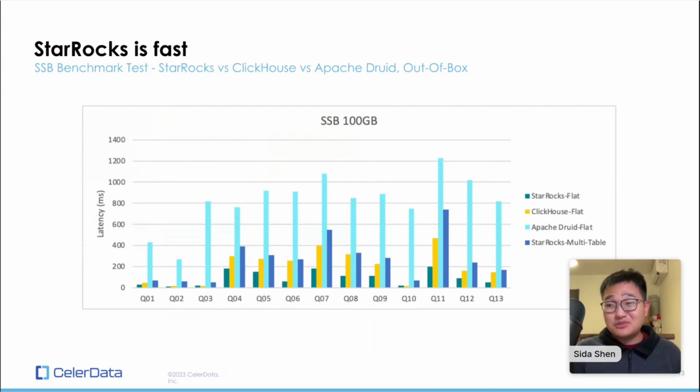But StarRocks multi-table is even faster than Apache Druid's flat table, and it's almost as fast as ClickHouse's flat table performance. So basically, from this you can get joins for free, but join is probably one of the most expensive things you can write with a SQL query. So StarRocks is very fast as a data warehouse.